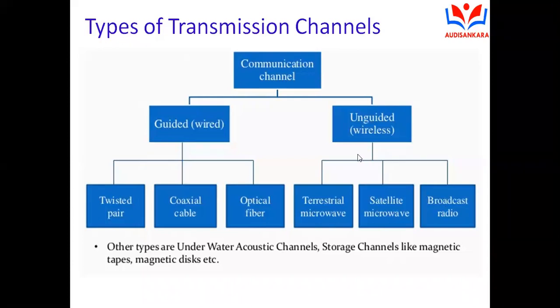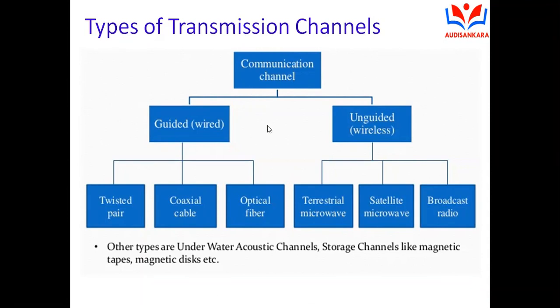So that's why these are all wireless communication systems: terrestrial microwave radio, satellite microwave radio, and broadcast radio communication systems. Wireless means unguided. Guided means a physical path, a connection. Unguided means there is no physical path, no connection.